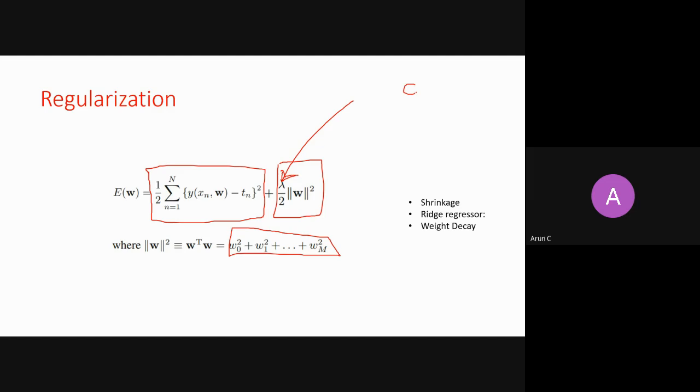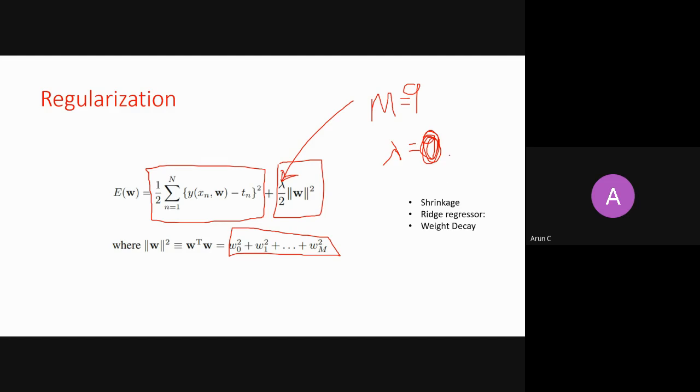Though you start with, let's say, m equals 9, if you put lambda equals 0, what is the effective capacity of the model? Can anybody tell me? If lambda equals 0 and m equals 9, what is the effective capacity of my model? Then there is no constraint as such. Very nice. So I am not doing any regularization at all.